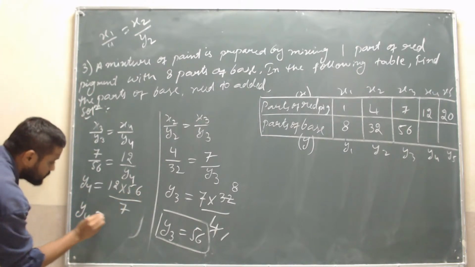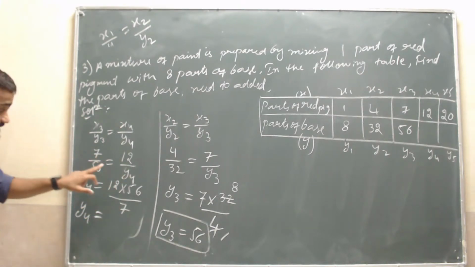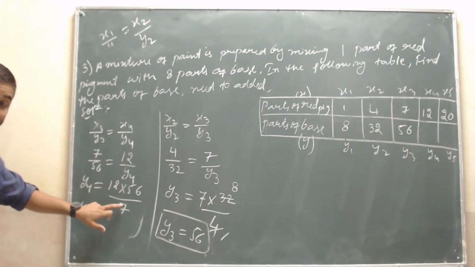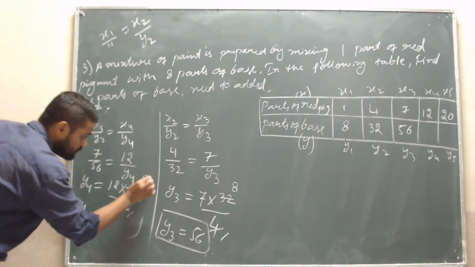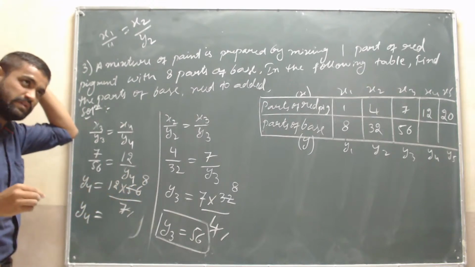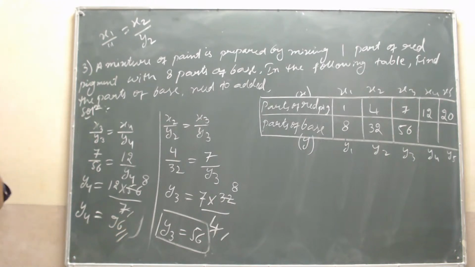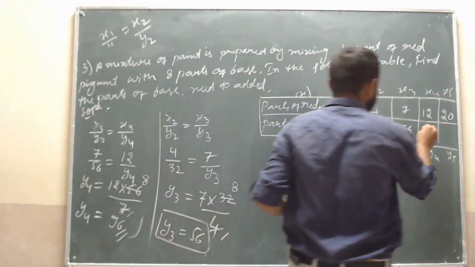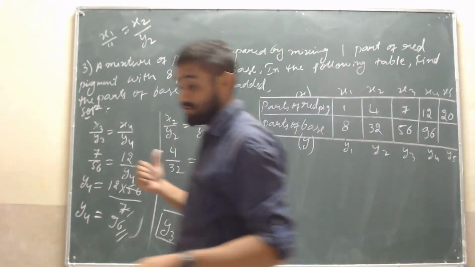Then Y4 is equal to, concentrate here, Y4 into 7 is equal to 12 into 56. Then the 7 is transposed by this method and this gives divided by 7. Isn't it? Y4 value is 96. Isn't it, children? Yeah, very good. Okay, and we must find out the value of Y5.